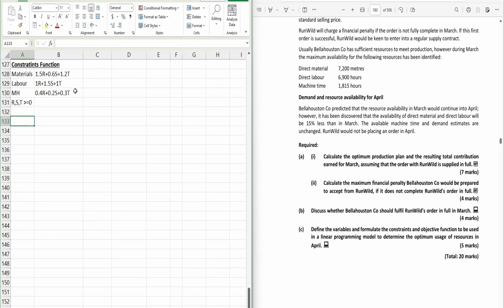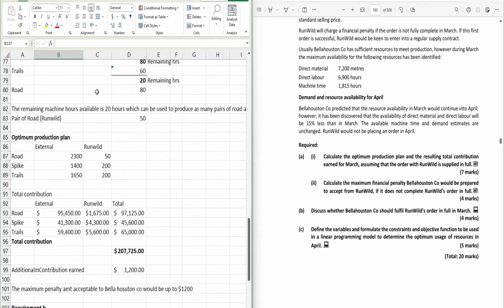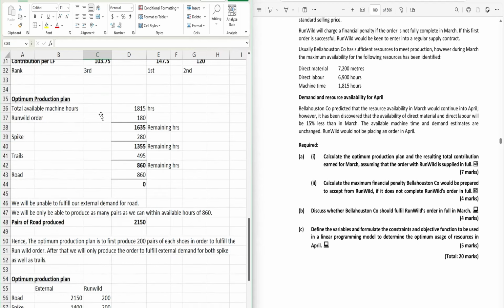And then we will also write the external demand constraint. So this is the external demand constraint: R is less than or equal to 2300. Then we have S less than or equal to 1400, and then T less than or equal to 1650. So these are the external demand constraints, and this is what has been asked in the question. Quite easy. So this is the way you can solve this kind of question.